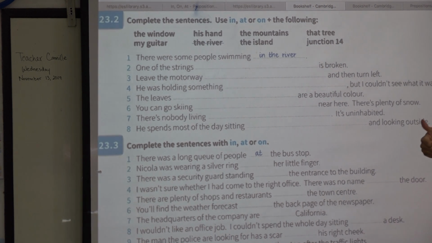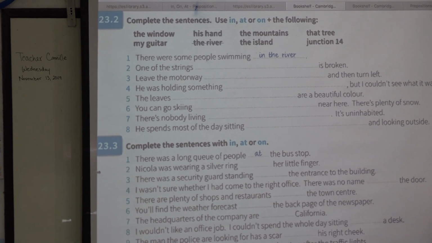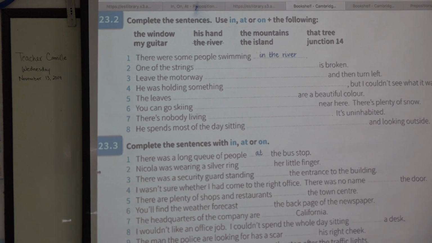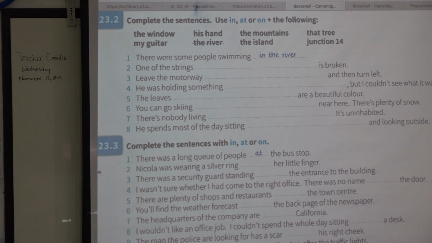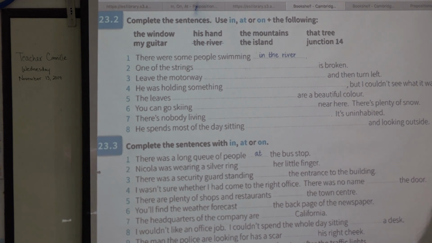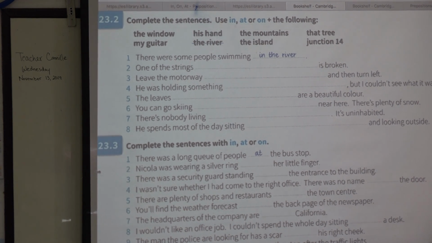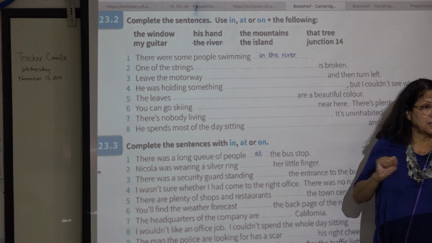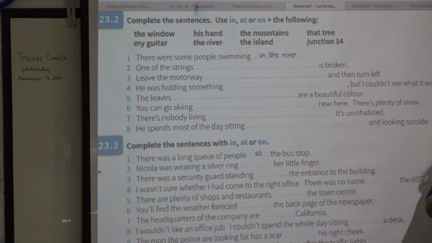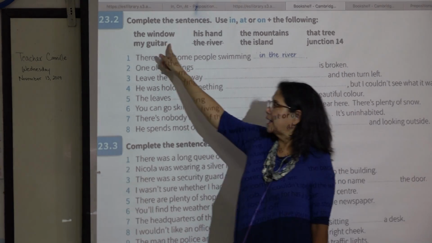In. Nope. On. One of the strings on the guitar. Now see a picture of a guitar string. The string is on the guitar. So one of the strings on the guitar is broken. On my guitar is broken. So we cross out guitar.